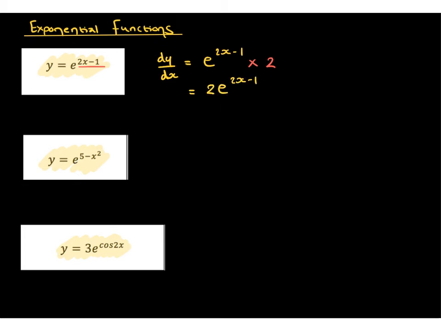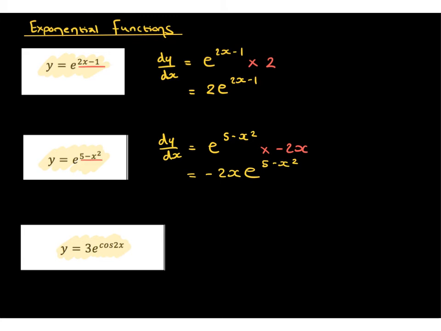For the second question, again, an exponential function will differentiate to itself. The inner function is 5 minus x squared, so we multiply by the derivative of that, which is negative 2x. So we end up with negative 2x e to the 5 minus x squared.